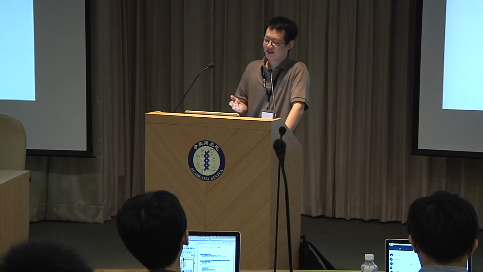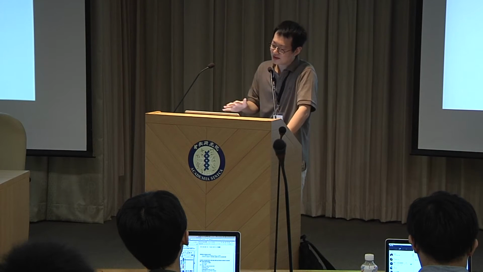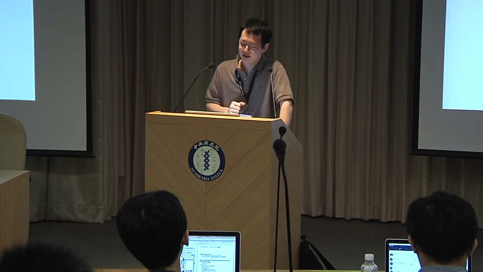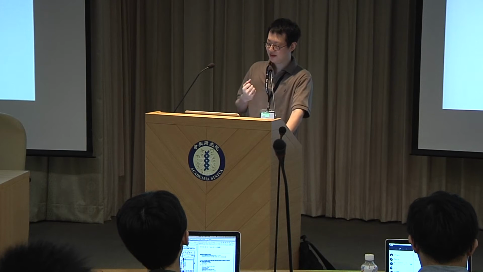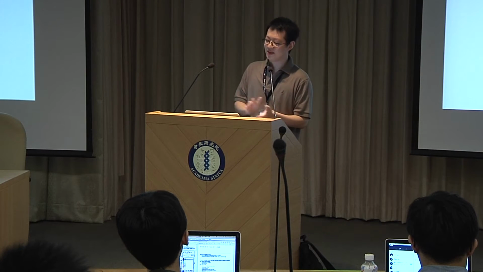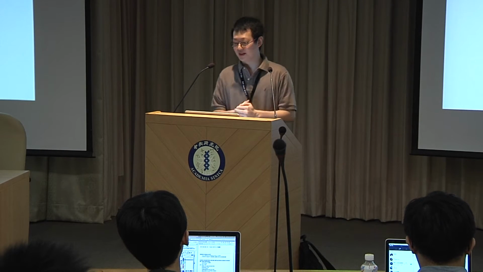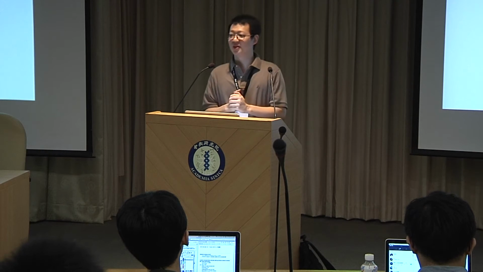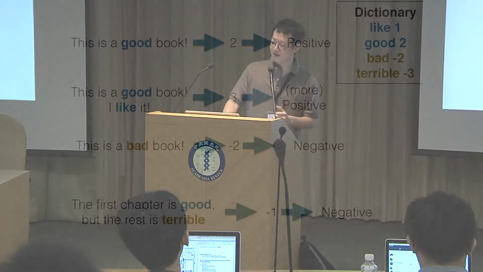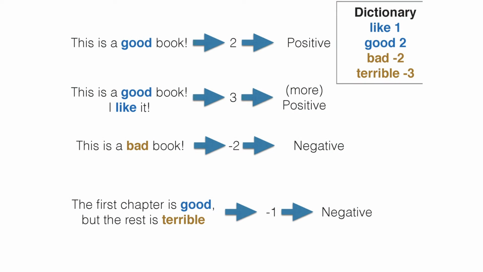The next one is bad. I think this one is not so good. It's a negative one, so we give it a -2. And the last one is terrible. I think it is worse than bad, so we give it a -3. This is a very simple sentiment dictionary. How can we use that to compute our sentence?